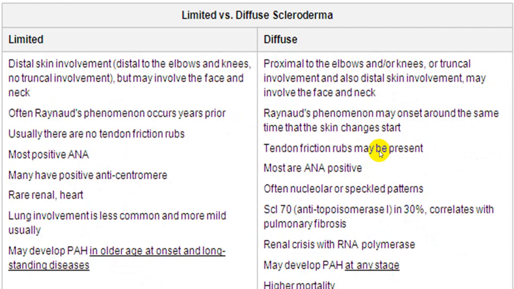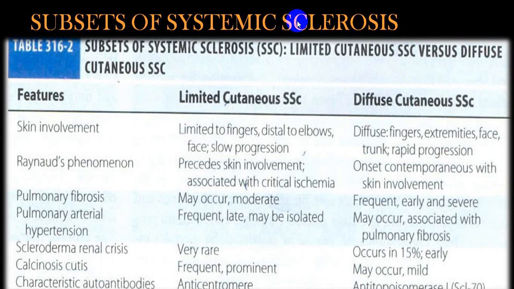ANA will be positive in both. Anti-nuclear antibody will be positive in both. In limited variety, skin involvement and musculoskeletal involvement is less, while in diffuse it is more. Raynaud's phenomena is there in both varieties. Renal involvement is very rare in limited variety, while renal involvement is quite common in case of a diffuse variety. So do keep it in mind and try to differentiate between the two.